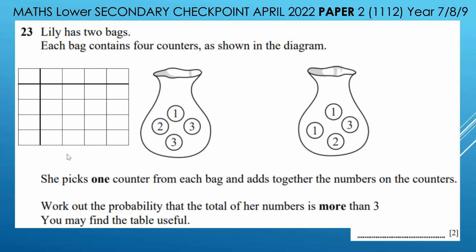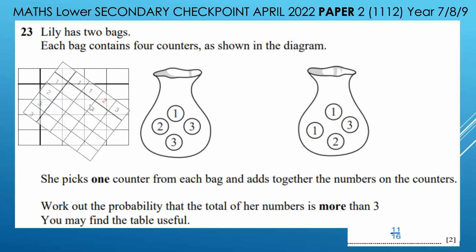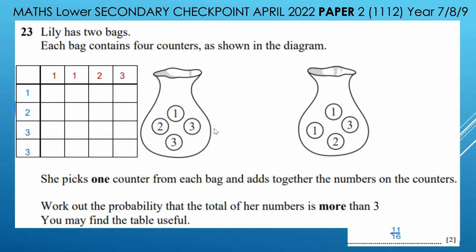Please pause this video if you need more time. Now let's see the answer. It's 11 over 16. How do we get 11 over 16? Here is the explanation. First, we fill the table with 1, 1, 2, 3 here, and 1, 2, 3, 3 here. All the numbers in the 2 bags.